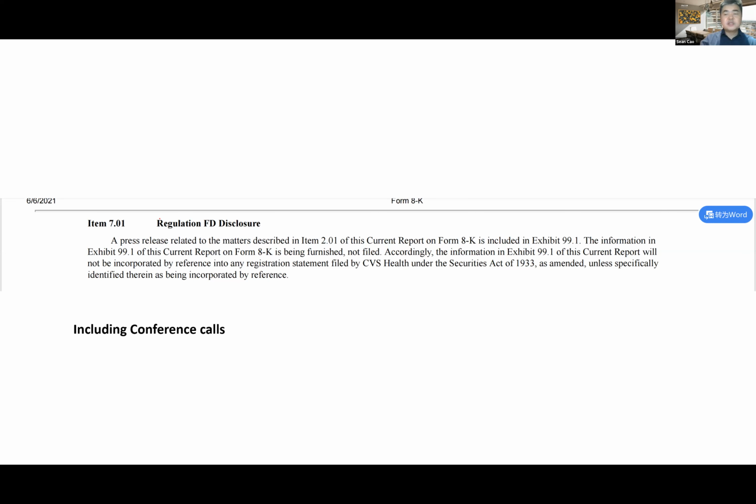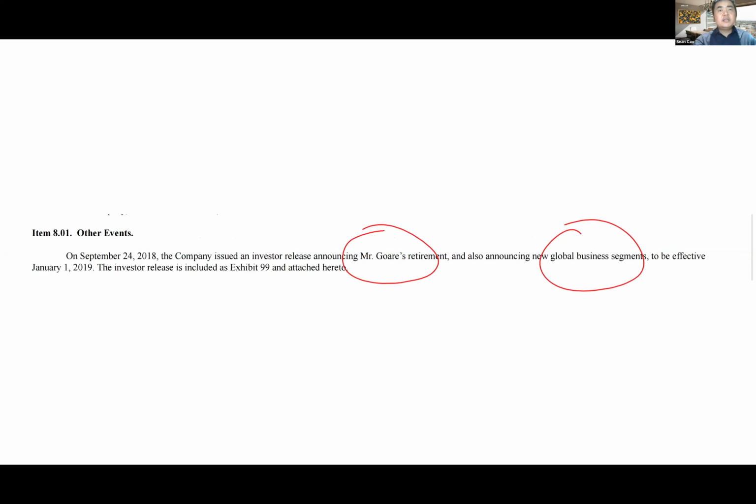This is about item 7.01. And another thing is about item 8.01. At this stage, I'm sure you guys understand 8.01 by now. So any news that is not classified in the previous classification, we are going to 8.01.